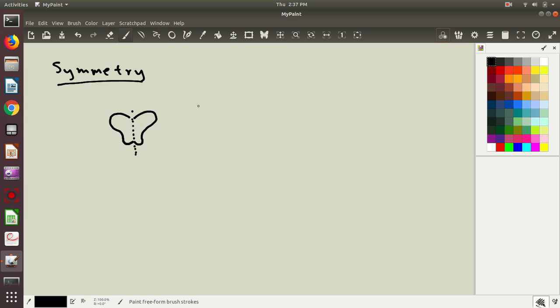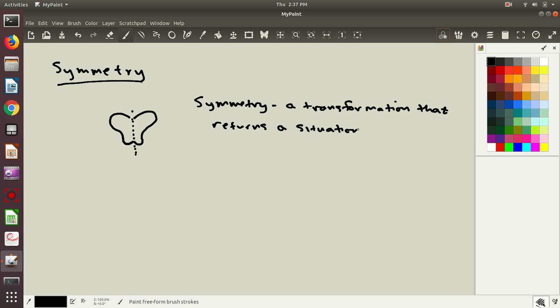Well, a symmetry is the following. A symmetry is a transformation that returns a situation back to the same state. Okay, so in this case, in the butterfly situation, the symmetry is that we can reflect the butterfly over this dotted line I drew and get the same butterfly back. Or you can think of flipping it over that line.